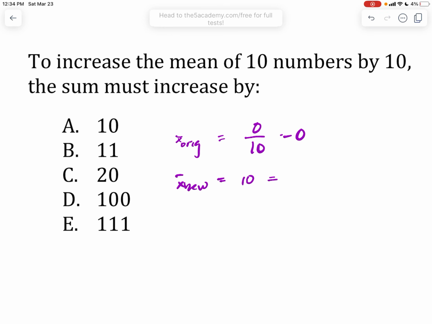And that has to equal, basically, it has to be 100 over 10, right? We know that for sure. So your sum has to go from 0 to 100. All right, that's basically it.